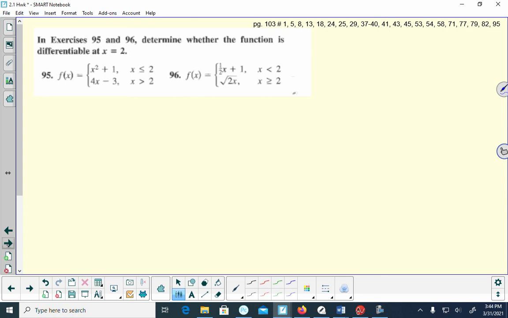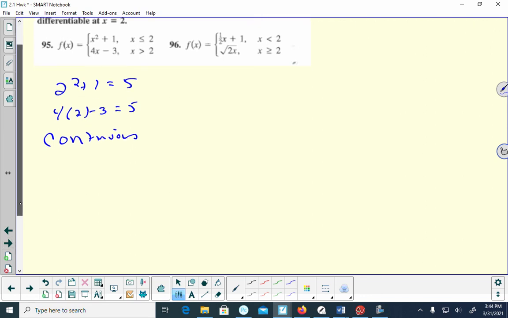Okay, number 95 and 96, it says determine whether the function is differentiable at x is equal to 2. So the first thing I'm going to do is, because it's a piecewise function, I'm going to check and see if it's continuous. So if I put in 2 squared plus 1, that'll be 5. 4 times 2 minus 3, that is also 5. So this tells me that it's continuous.